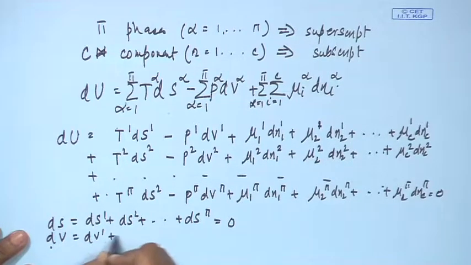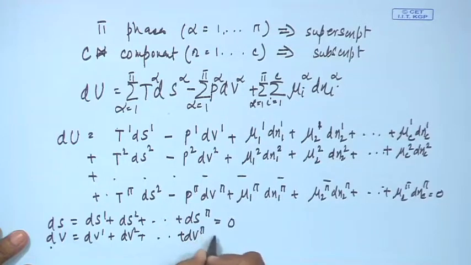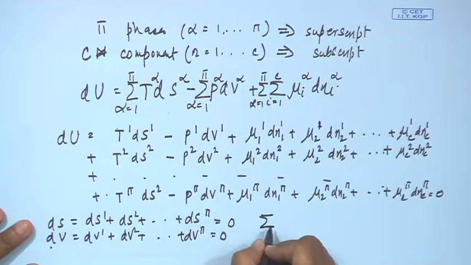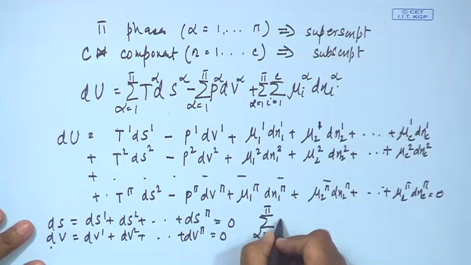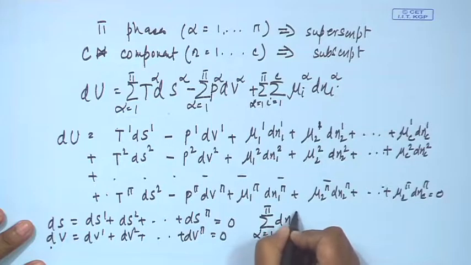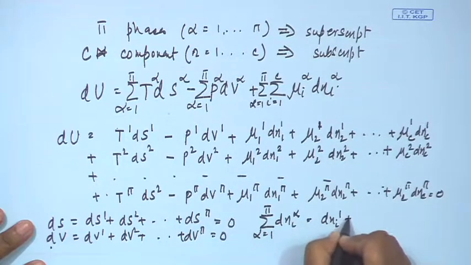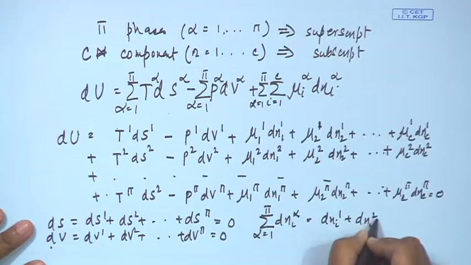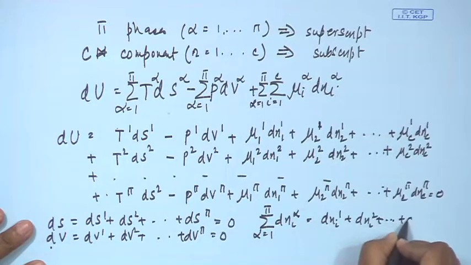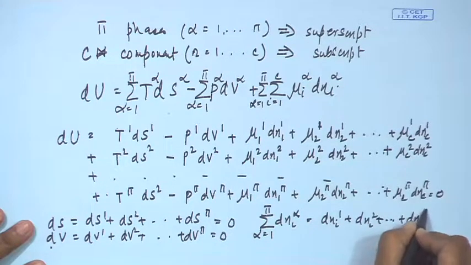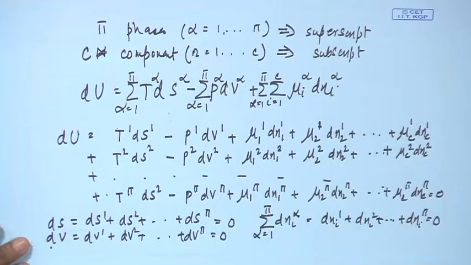Same way dV1 plus dV2 plus so on till dV pi, this should be equal to 0. In the same way, for each and every individual component, we can write down dni alpha. This should be dni1 plus dni2 plus so on till dni pi. This should be equal to 0. So therefore, what do I get?